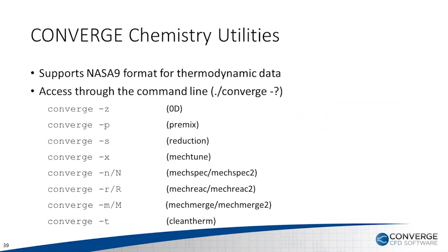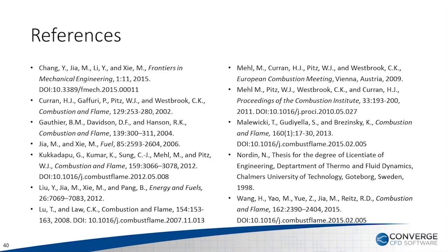This is the last slide I'm going to cover here. Basically, you can see all the options by typing dash question mark to view all the options for the utility here. And also we support the NASA 9 format in Converge 2.4. So you're going to have more freedom to use different formats of reaction and thermal data.